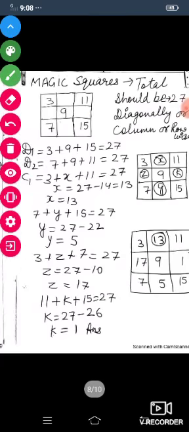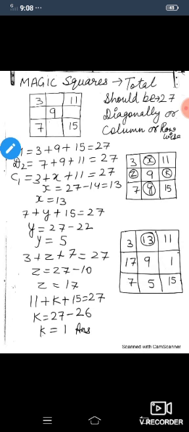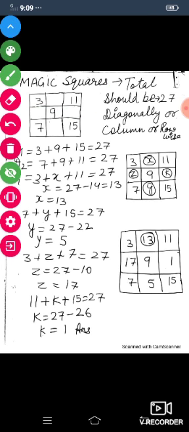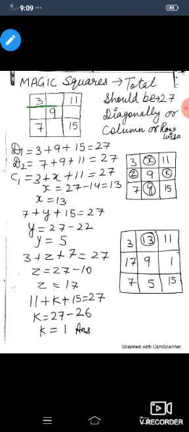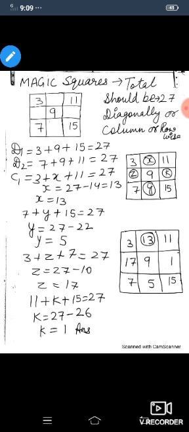The next one is magic square. I have made a magic square over here. 3, 11, 9, 17 and 15 are the numbers. It is said that the total should be 27, whether it is diagonally, in a column or in a row. So diagonally 3 plus 9 plus 15 is equal to 27. Then the second diagonal 7 plus 9 plus 11 is equal to 27.